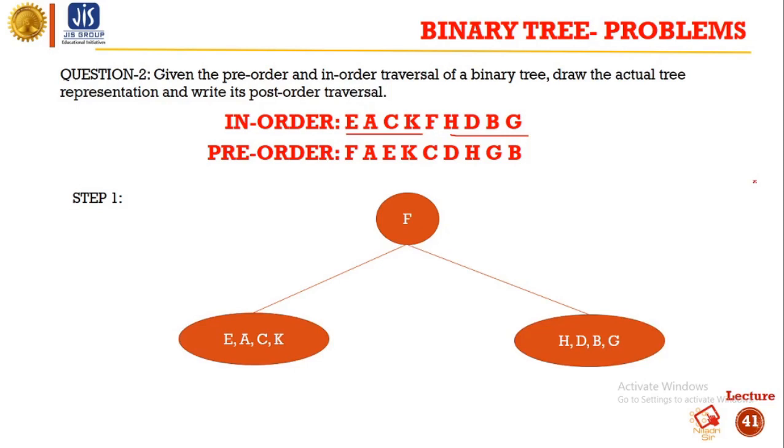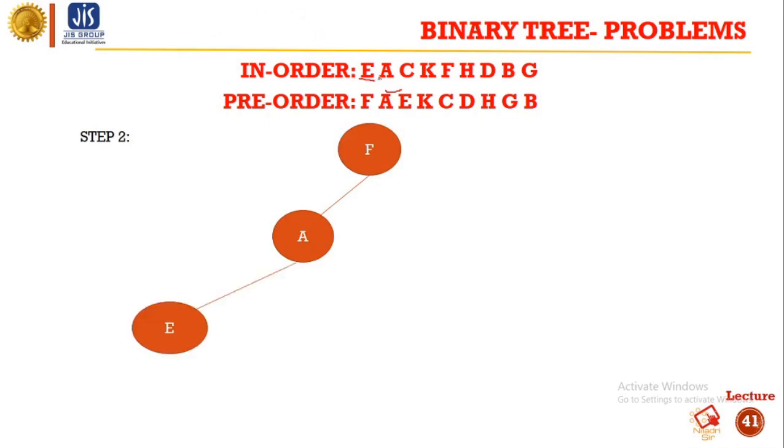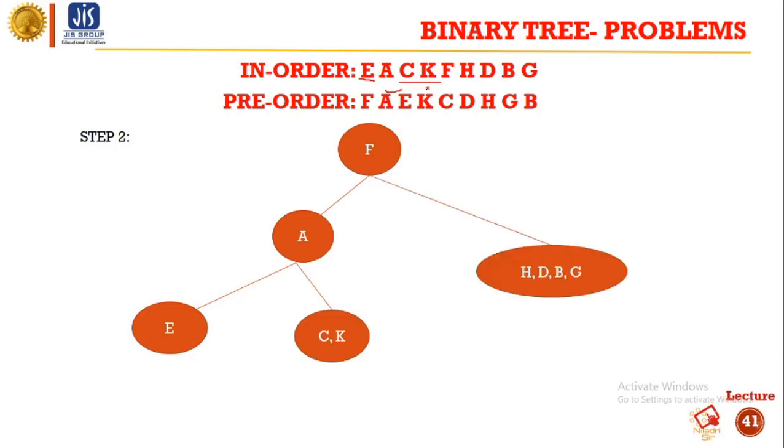Now come to the next step. In the next step, A is the root. So A is the root. Coming to the in-order, on the left side of A is E, and on the right side of A it is C and K. So it is C and K. And on the right side of F it is H D B G.